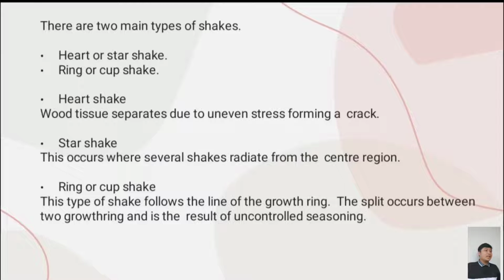Heart shake. Wood tissue subjected to uneven stress forms a crack. Star shake. This occurs where several shakes radiate from the central region. Ring or cup shake. This type of shake follows the line of the growth ring. The split occurs between two growth rings and is the result of uncontrolled seasoning.